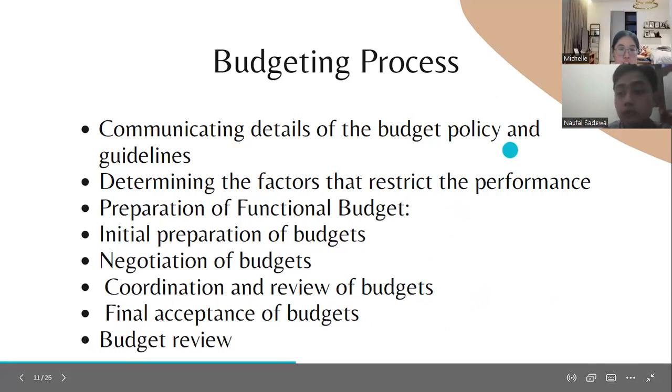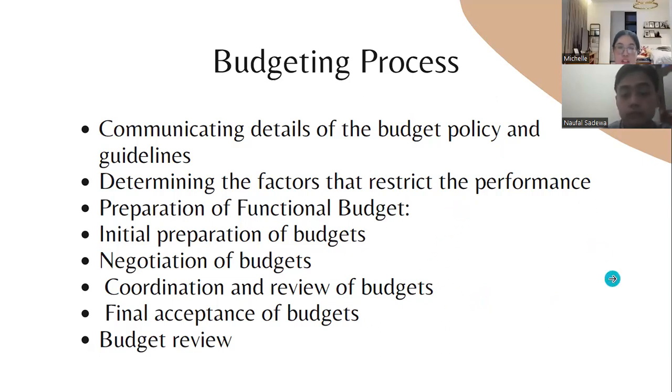Then the next one is the budgeting process. This budgeting process includes communicating the details of the budget policy and guidelines, then determining the factors that restrict the performance, preparation of the functional budget that will be discussed later, and also negotiation of the budgets, coordination and review of budgets, final acceptance of budgets, and then the budget review. Next.